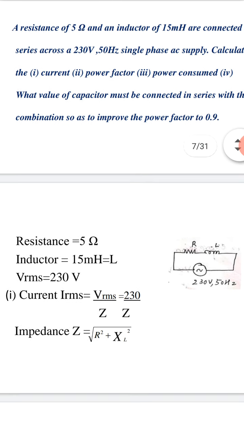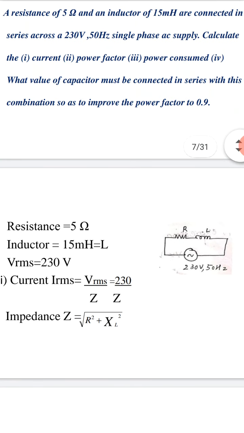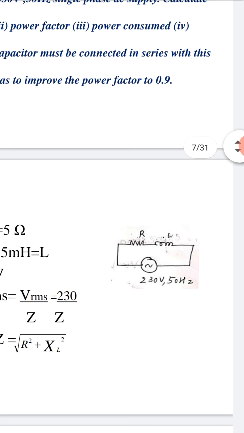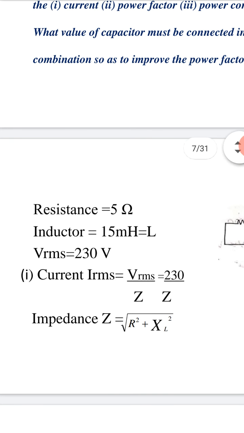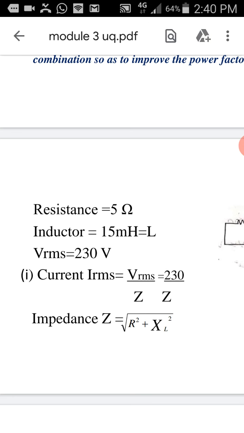So you can see the solution. Now in the figure you can see here, you are given an RL circuit, with R and L in series connected across 230 volt 50 Hz. You can write the step: resistance 5 ohm, inductor is equal to 15 mH, that is L is given, Vrms is given as 230. First part, current Irms is again the same equation, Vrms by Z is equal to 230 by Z.